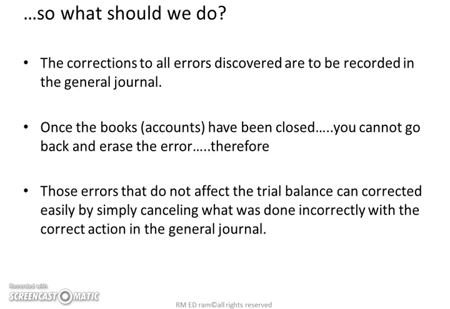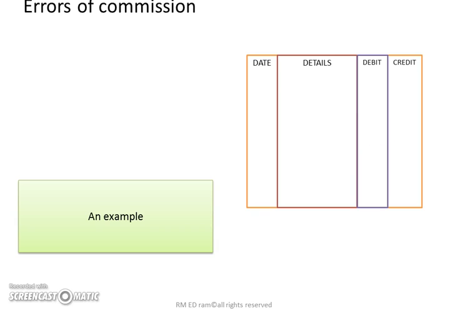So those errors then that do not affect the trial balance, you simply put them in the journal by canceling what was done incorrectly with the correct action. So let's go through these errors and see what we do. So the first one is the error of commission.